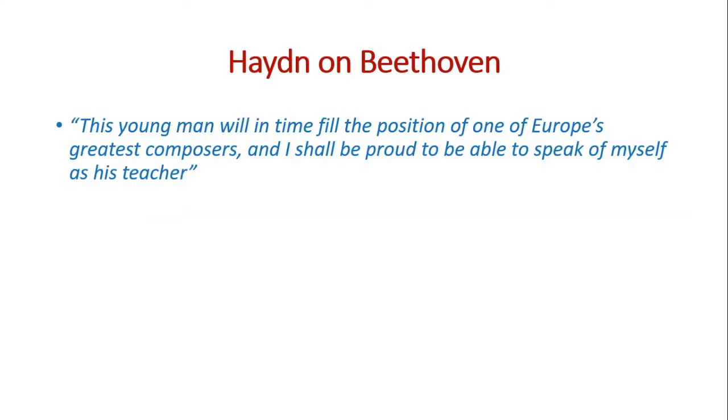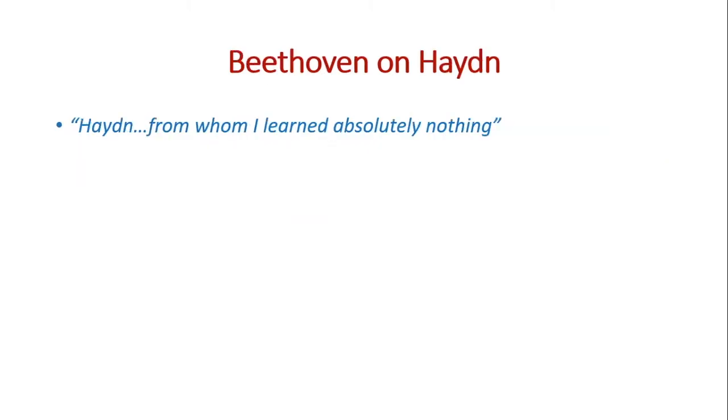But Beethoven, being a young, arrogant individual, spoke of Haydn in this way: "Haydn, from whom I learned absolutely nothing." Now, music historians will, of course, point out that this was, in fact, not true, and Beethoven did learn a lot and was very much inspired by Haydn's music. So today I'm going to look at a few examples from Beethoven's Fifth Symphony, and then next week we're going to continue by looking at his Sixth Symphony and Ninth Symphony.